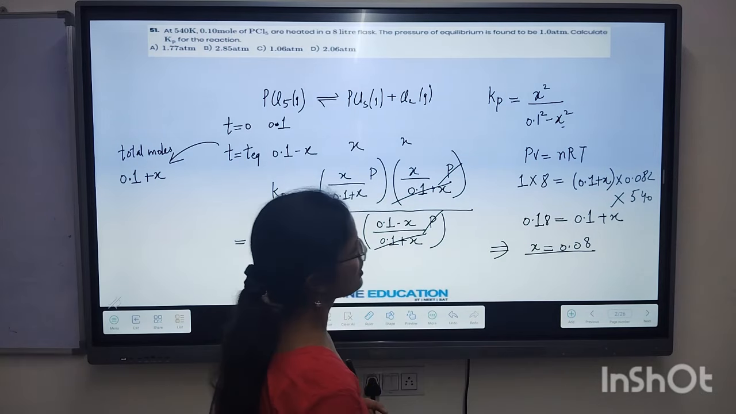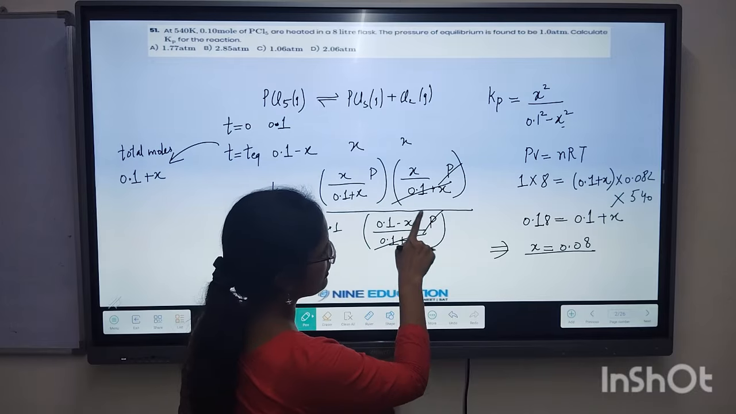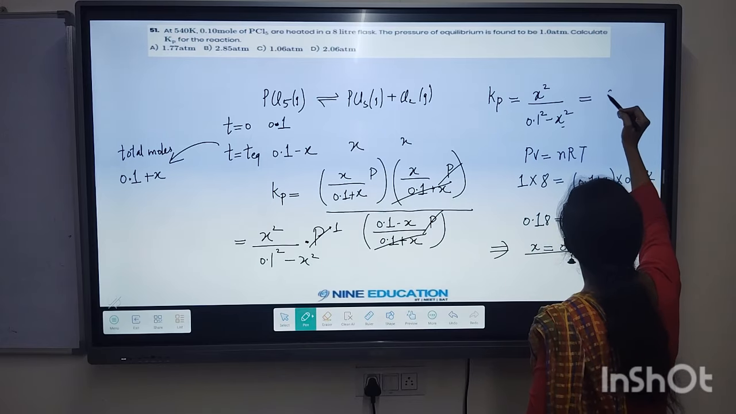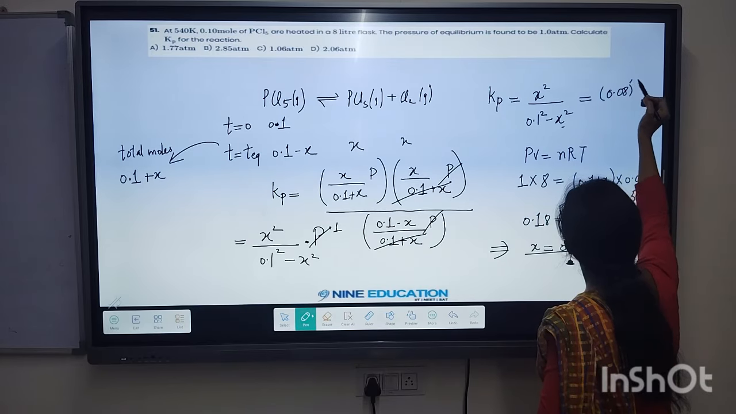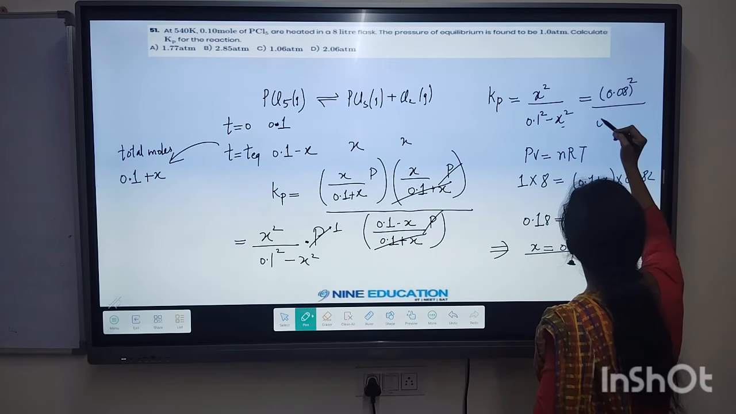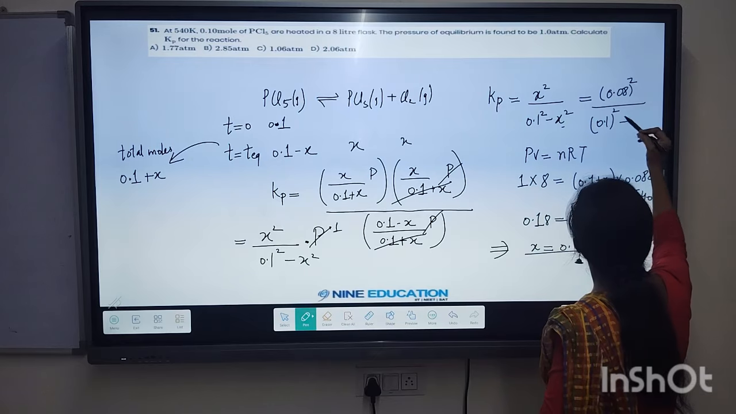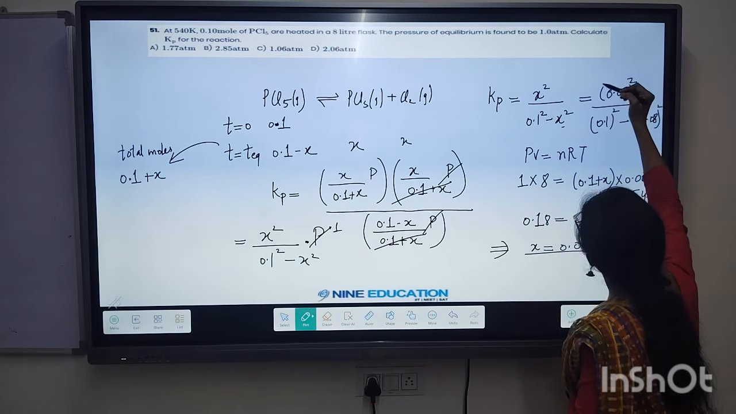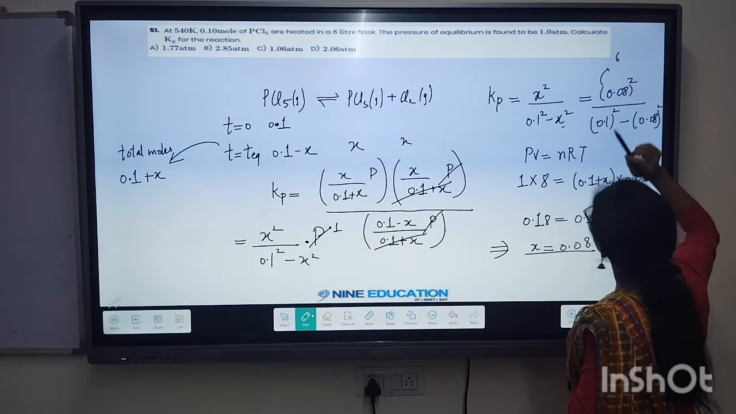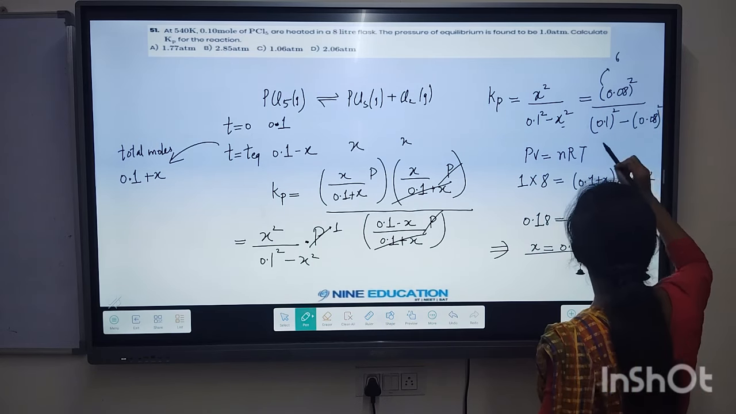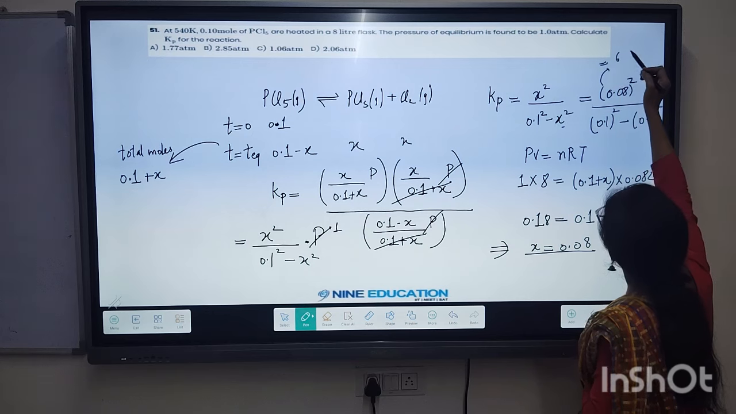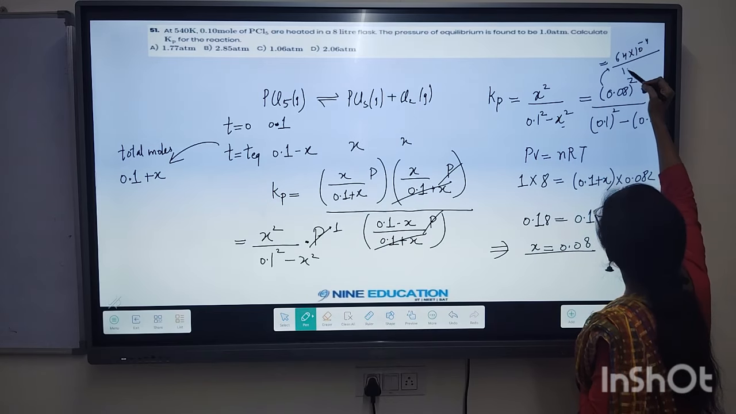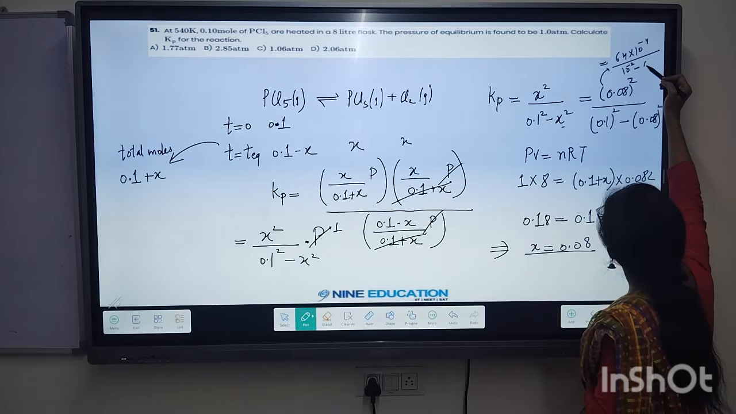So now that we have the x value, we can simply substitute this value in the Kp expression. So we will get 0.08 square divided by 0.1 square minus 0.08 square. And if we solve it further, let me solve it upside only, because we do not have space. It will be 64 into 10 raised to power minus 4 divided by 10 raised to power minus 2 minus what?